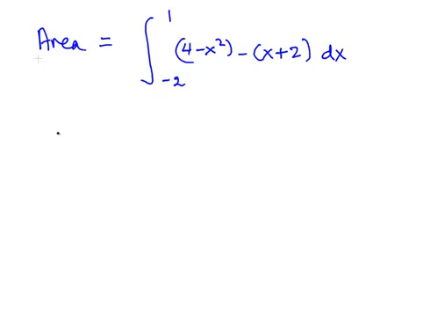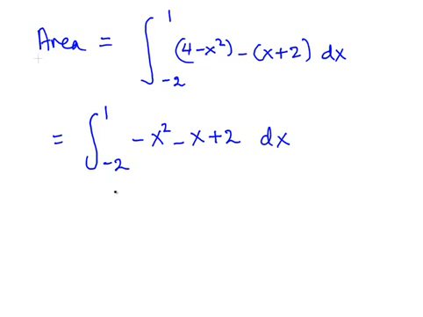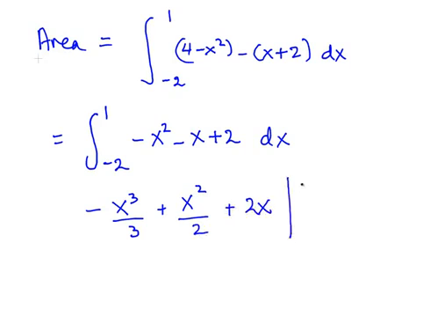So that is equal to the integral from minus 2 to 1 of 4 minus x squared minus x plus 2 dx. Working it out, the antiderivative is minus x cubed over 3 minus x squared over 2 plus 2x. Let's put in our limits, x equal to 1 and x equal to minus 2. All we have to do is evaluate that.